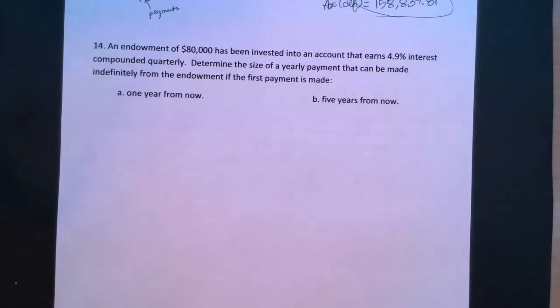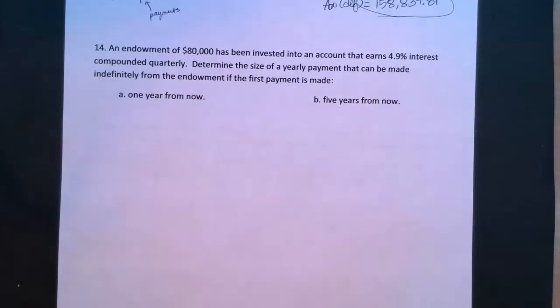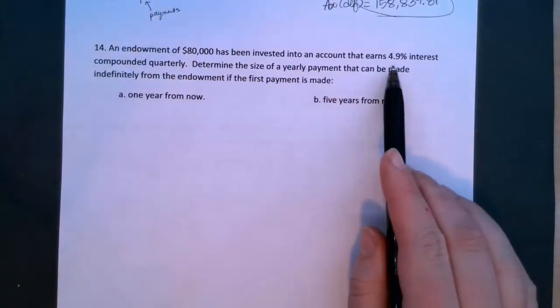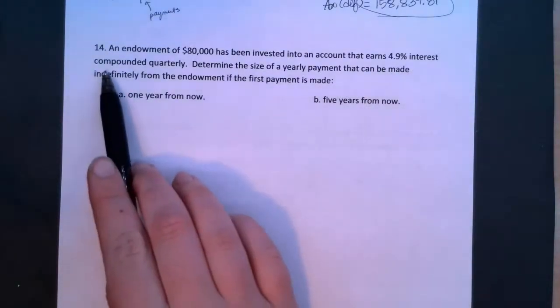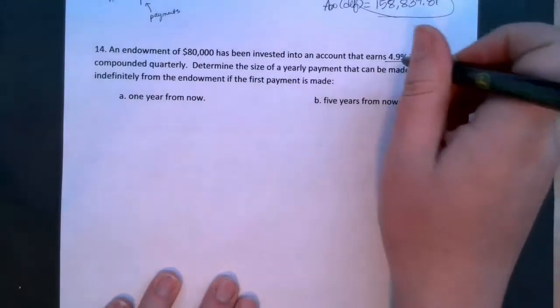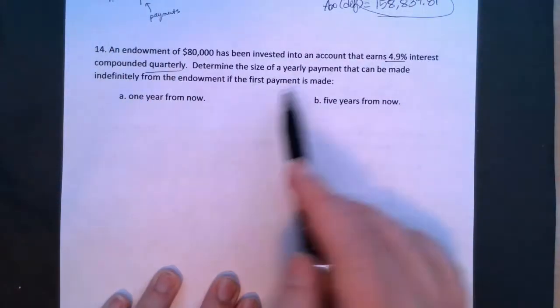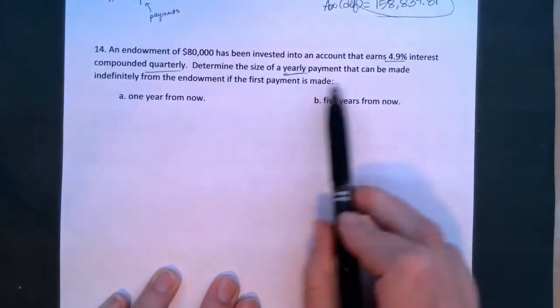Okay, so this time in this example 14 of Chapter 5, Section 3, Perpetuities, we're going to look at a perpetuity where we have an endowment. We're given that the endowment is $80,000 and it's invested at 4.9% interest, compounded quarterly. And we want to determine the size of the yearly payment.